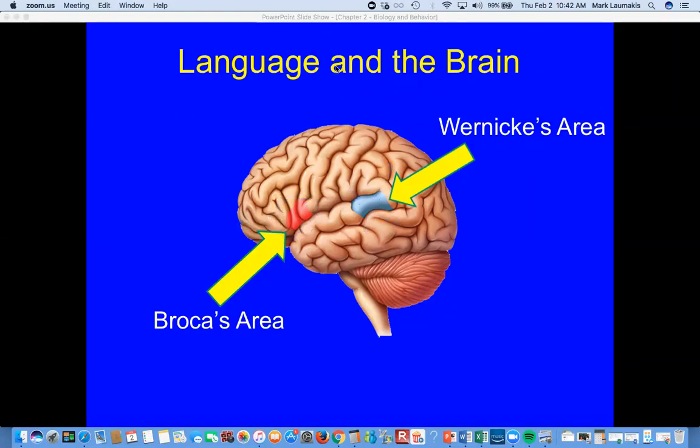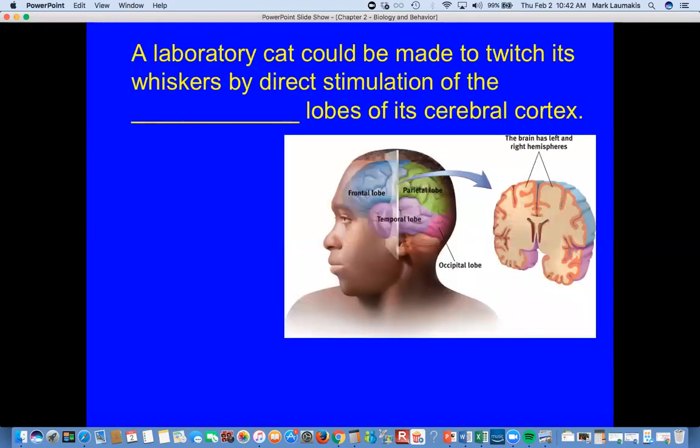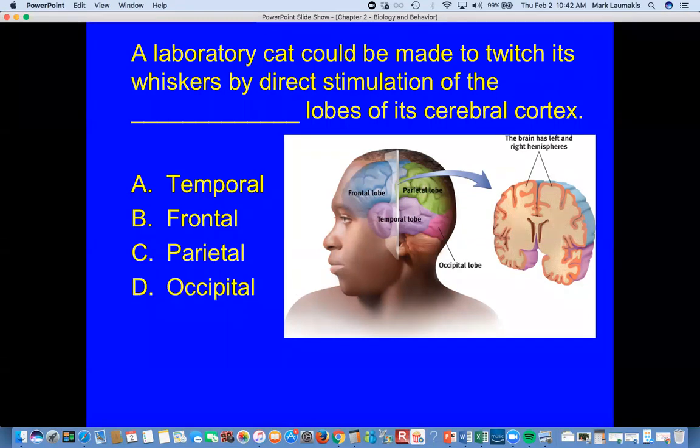Let me give you one final polling question because I know you guys love these, and this is the one that I usually turn right around and ask you as the first question when we get back together on Tuesday, face to face, okay? A laboratory cat could be made to twitch its whiskers by direct stimulation of which lobe of the cortex? I don't even need to give you the answer choices, but I will. Temporal, frontal, parietal, or occipital. Tell me which one and why.